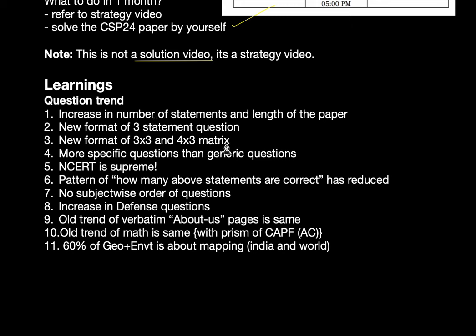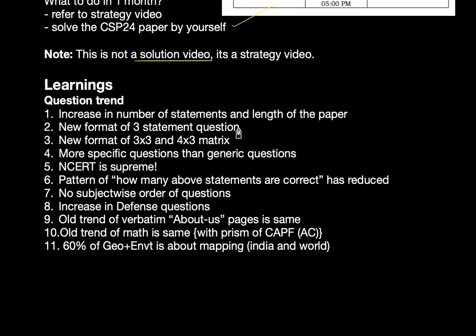The question trend: there has been an increase in the number of statements and the length of the paper. This is coming every year. In the CDS video also I said this, the CAPF 2024 is going to be a longer exam. You need to increase your speed of reading, your comprehension and your confidence while solving the MCQs.